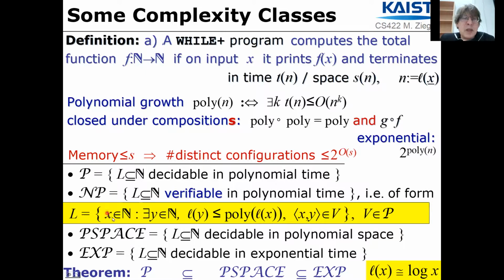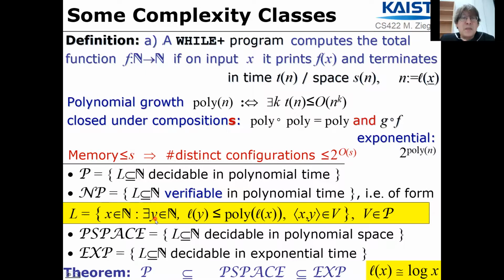We call this x the input, basically the argument. The second, y, is called the witness. The length of the witness must be at most polynomial in the length of the argument x, such that the pair x comma y belongs to V. V is short for verifier, and it's required to be a polynomial time decidable problem. So we've just defined polynomial time decidable problems, and V, the verifier, must be polynomial time decidable. And now we have defined polynomial time verifiable.